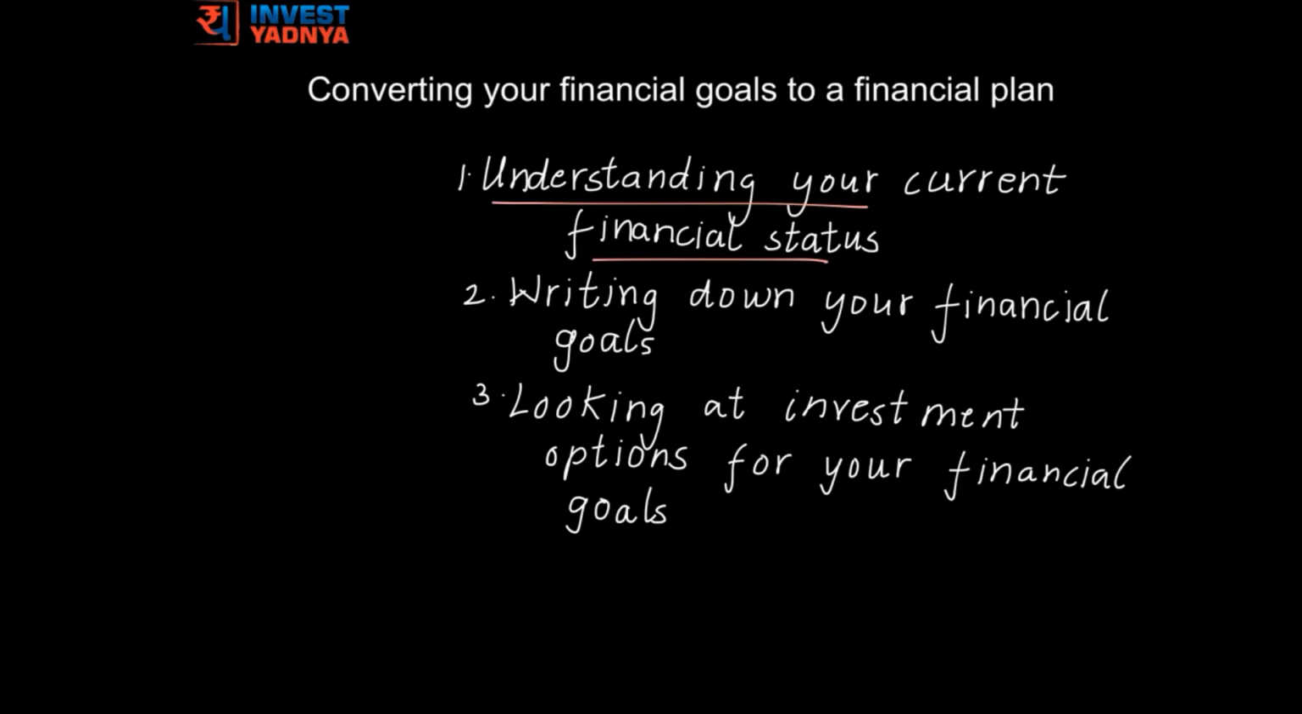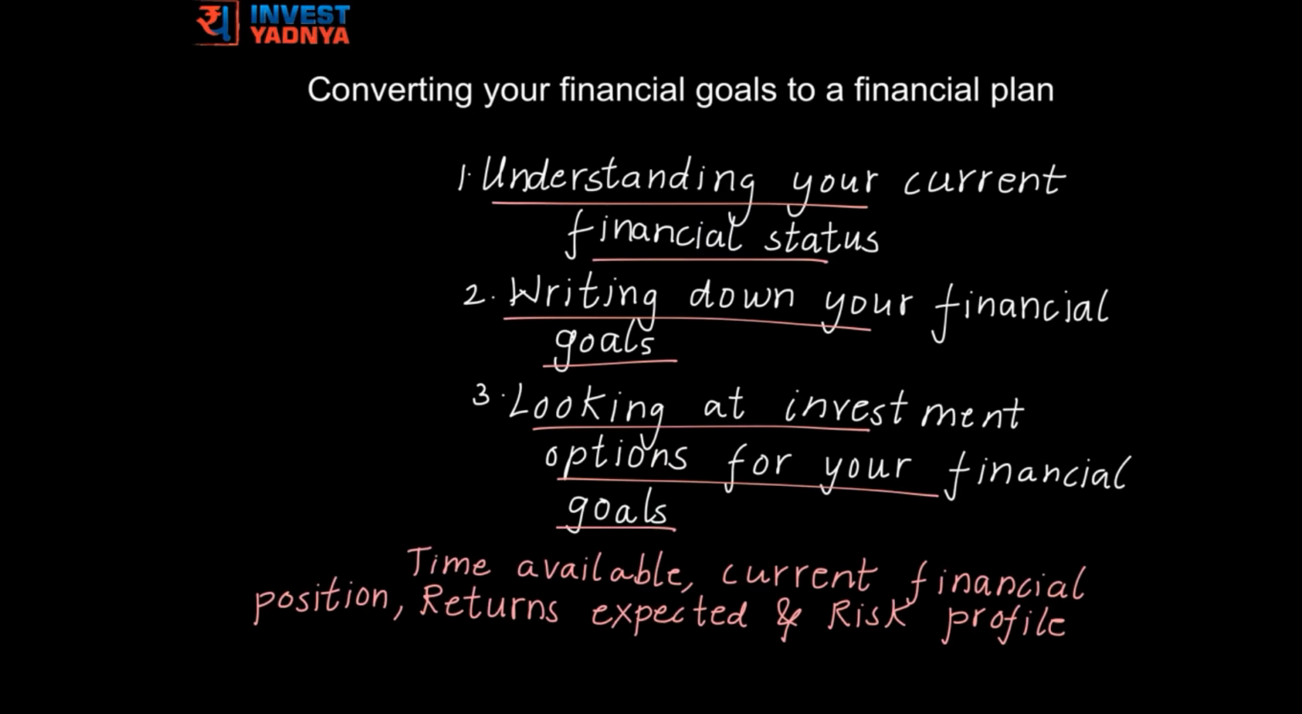In step 2, that is writing down your financial goals, we had seen how important it is to write down your goals, quantify them, and put certain timelines to your goals. In the third step, that is looking at investment options for your financial goals, we had seen how the investment options we ultimately choose depend upon time available, your current financial position, returns you expect, and your risk profile.